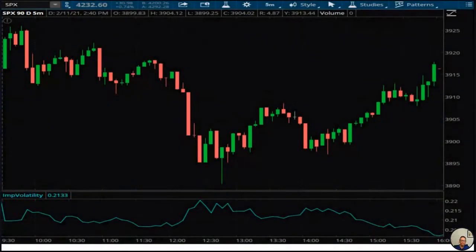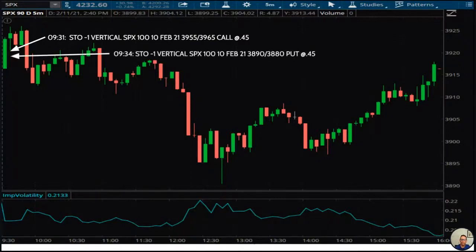So let's talk about examples. I'm going to go through the trades chronologically, a few of the trades that I did this year. These are actual trades that I did, and I'm sharing those with you. So the first trade: you can see here at 9:31, I put on a call spread for 45 cents. I was pretty confident that the market was going to go down, and so I put it on, and then I also put on a put spread. I put both on right around the same time in that trade.